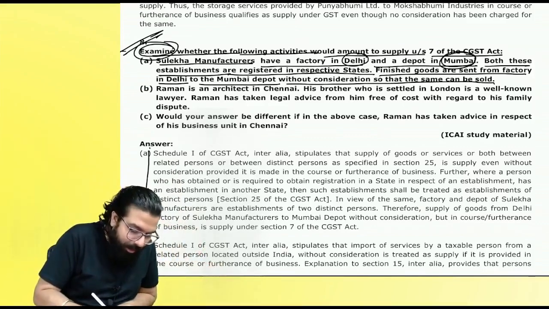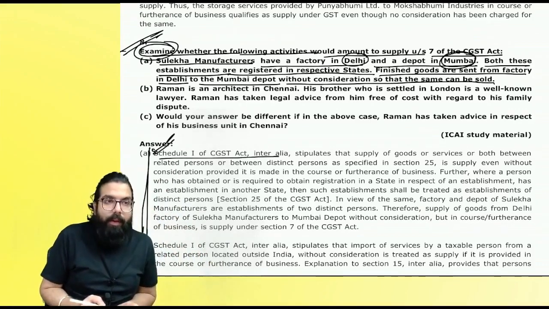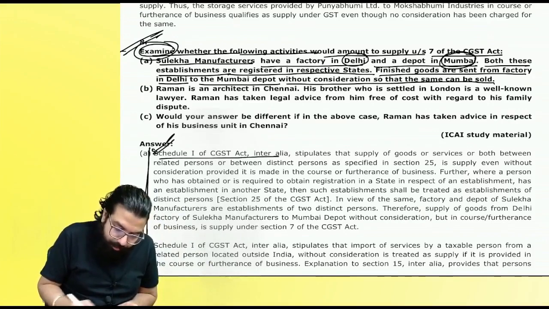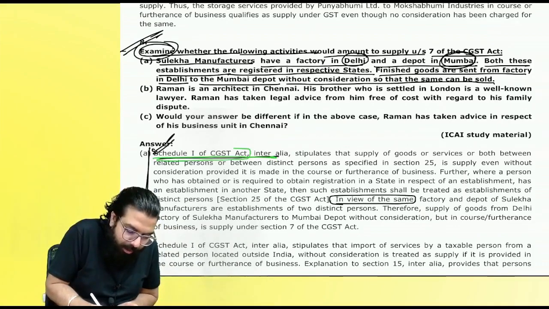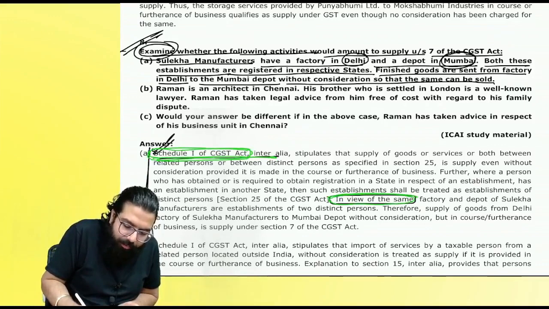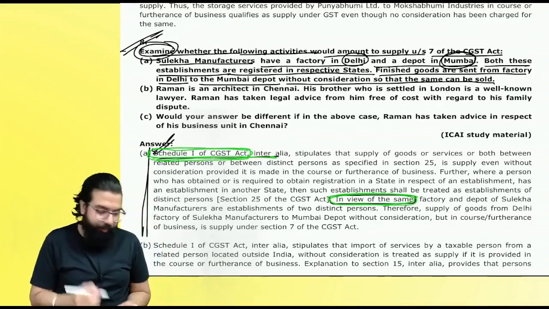You have to write Schedule 1. Can you guys see over here? You have to then write that, in view of the same. There are two paragraphs. Number 1 is the law. Number 2 is the applying of the law. Will you guys practice it at home? Next.